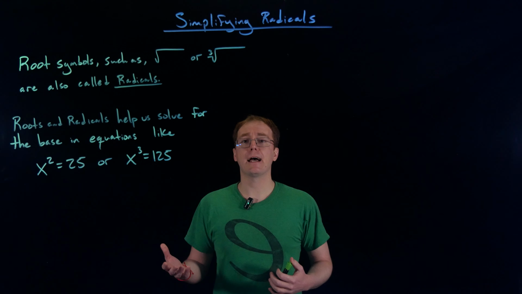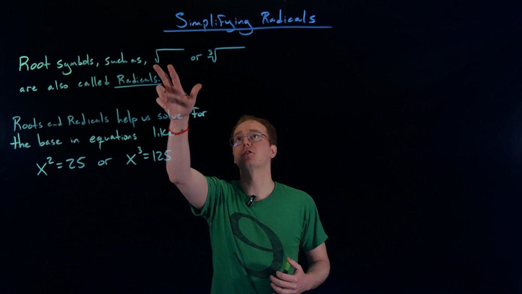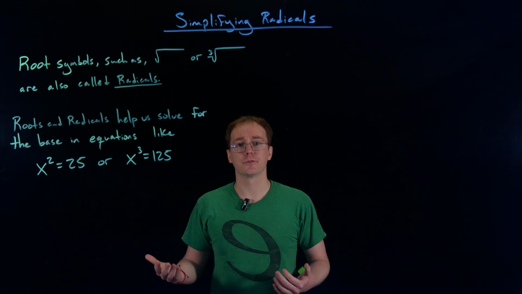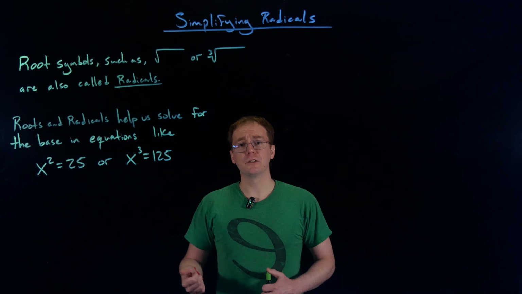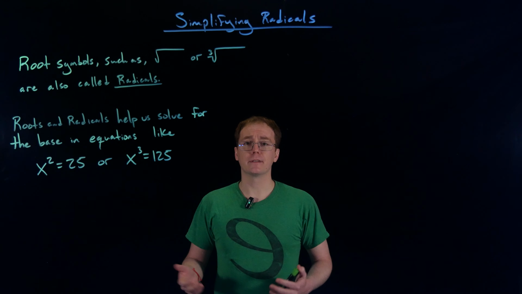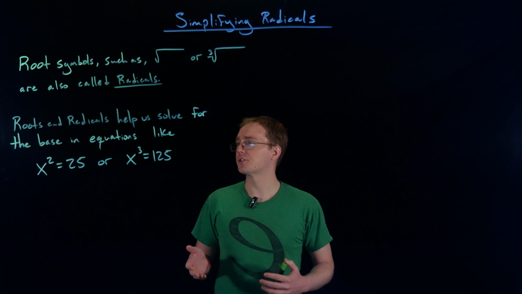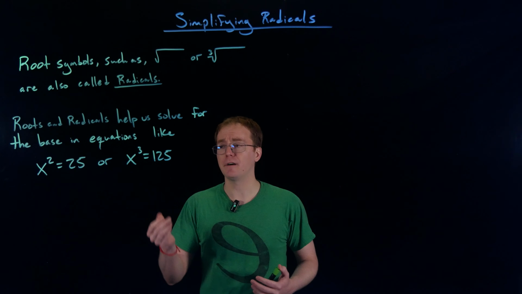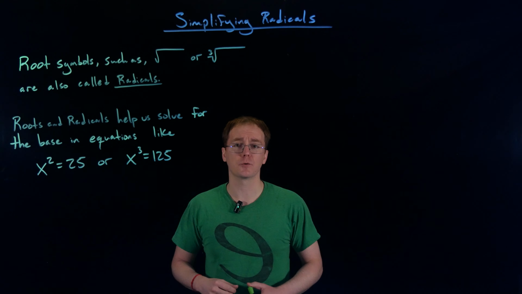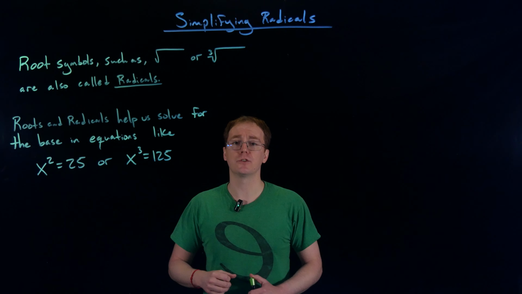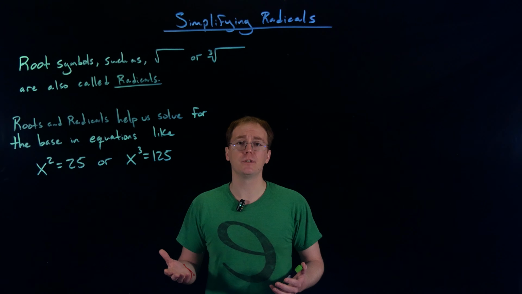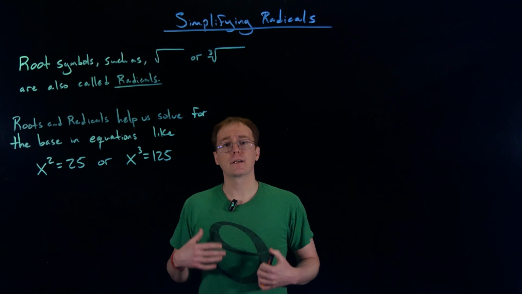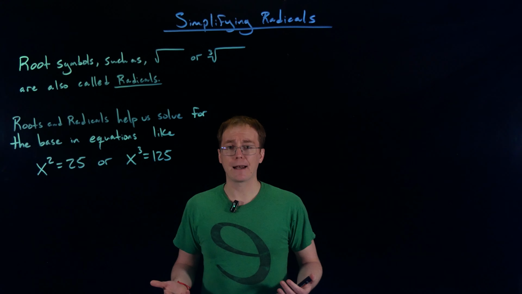So in general, if we have these root symbols, like the square root of some quantity or the cube root of some quantity, those are referred to as radicals. Being able to work with these roots or radicals is really important. They show up all the time, especially when we're trying to solve for the base in simple equations like x squared equals 25 or x cubed equals 125. In order to find the solutions to these equations, we usually end up using something like a radical or a root.